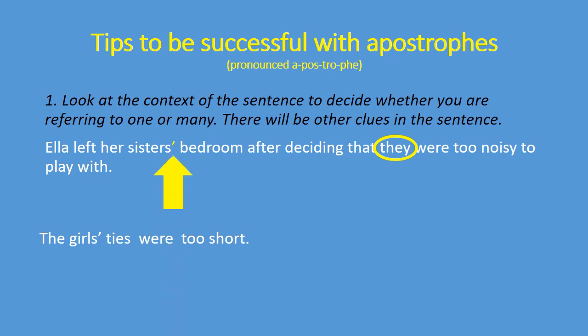The girls' ties were too short. Which word here tells us we're talking about more than one girl? Excellent, were. The girls' ties were too short. So therefore our apostrophe goes after the S. If it was one girl and one tie, we'd say the girl's tie was too short. But instead, because we're talking about more than one, we say were. So that's our clue.